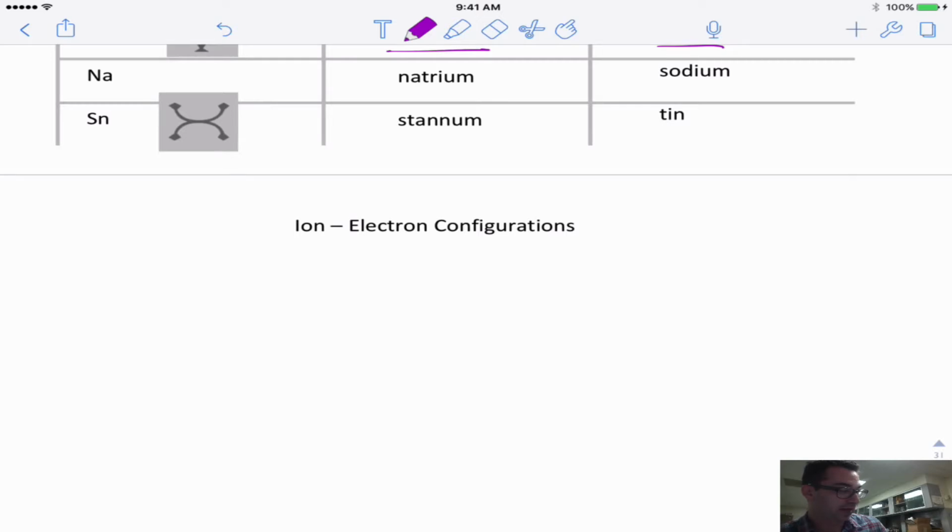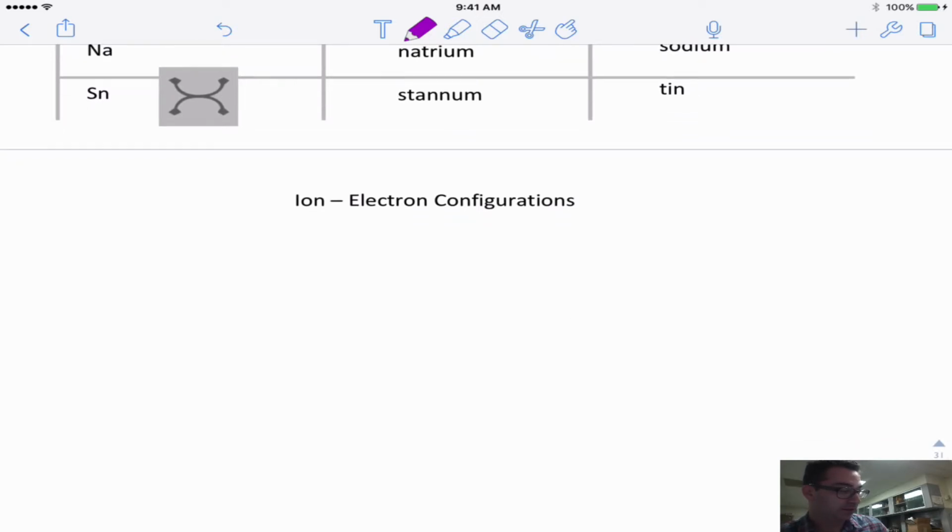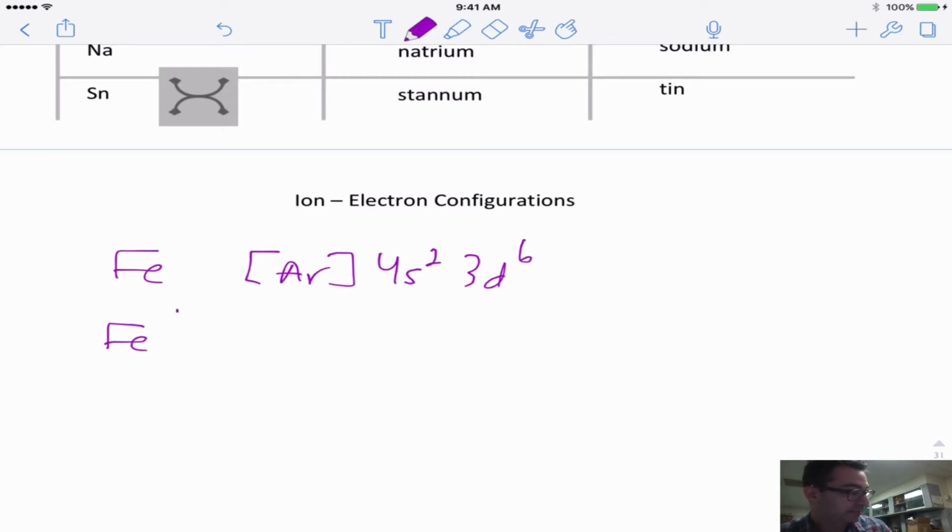When we talk about ion electron configurations, there's ones that I want to focus on in the transition metals. For example, if we look at iron, it has argon and then 4s2 3d6. But when it becomes Fe+2, it won't lose from 3d, it loses from 4s, and that's for all the transition elements. So this will become argon 3d6. It loses the 4s first.